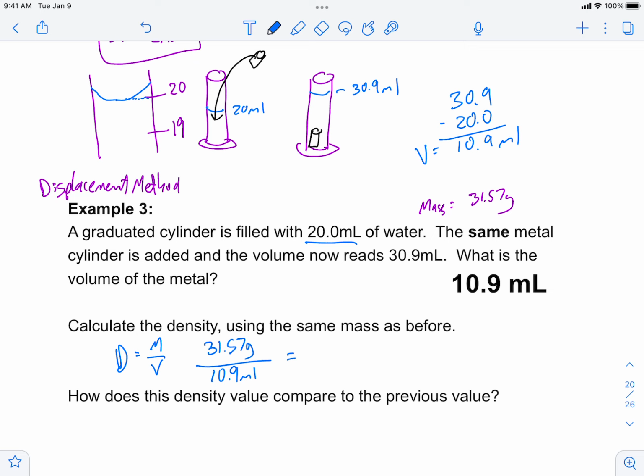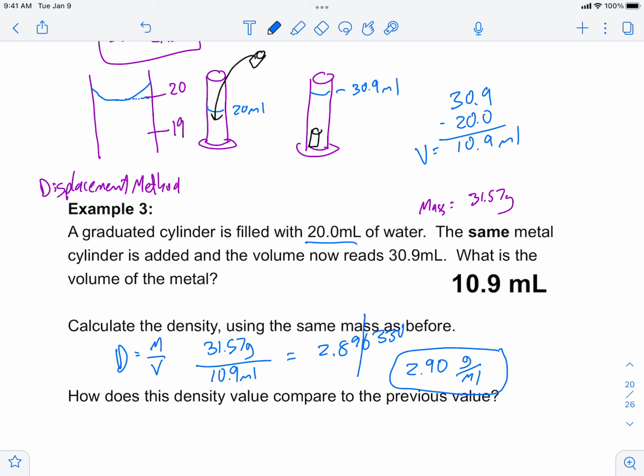All right. How does this density compare to the, oh wait, I didn't actually solve for it. All right, so 31.57 divided by 10.9, 2.896330, and so on. But how many sig figs can we keep? We can keep 3. So I'm going to drop the 9, but there's a 6 next to the 9, so that's going to round up. So this is not 2.89, this is 2.90. This is our density using the volume from displacement.